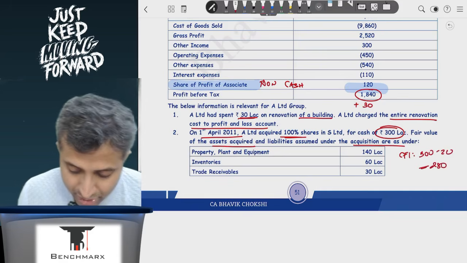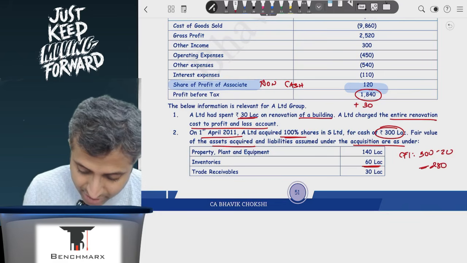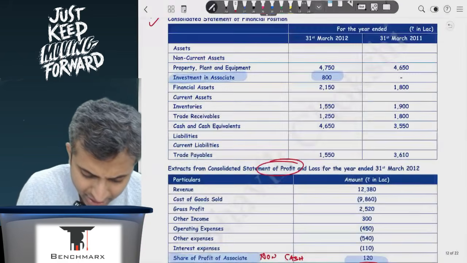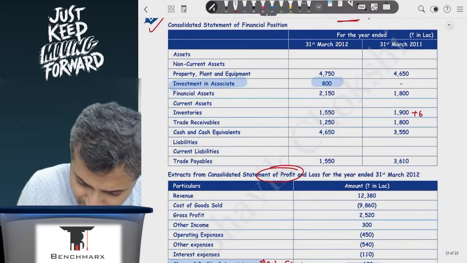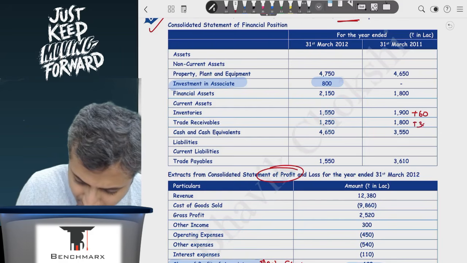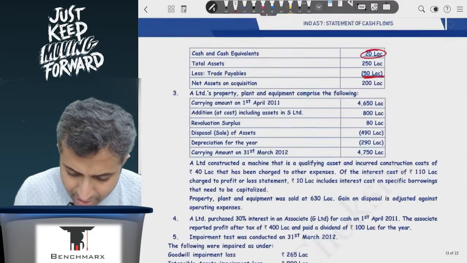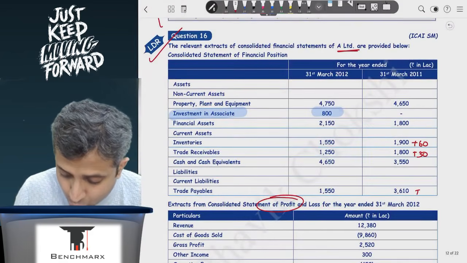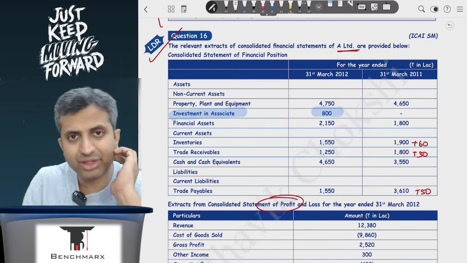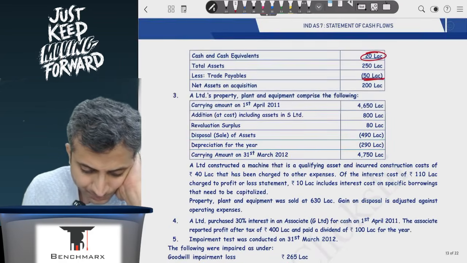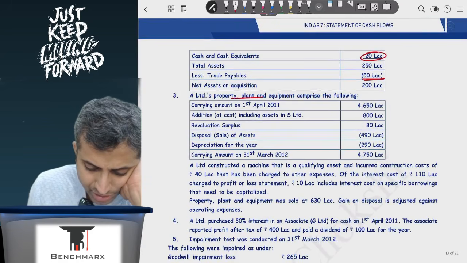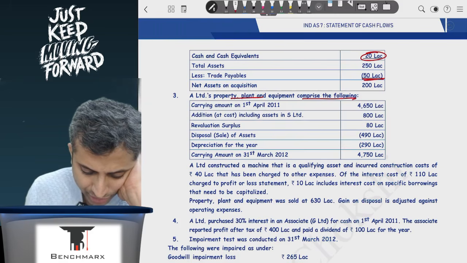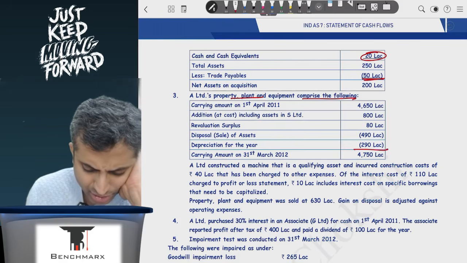In cash flow from operations, what will happen is you will take the adjusted balances like 60, 30 and 50. So I will take inventories as plus 60 in the opening, trade receivables as plus 30 in the opening, and trade payables as plus 50. Alternatively, you can also take your closing balances and subtract. Either way works. A's PP comprises the following: 4650, additions, revaluation, disposal, depreciation, and you get a carrying value.